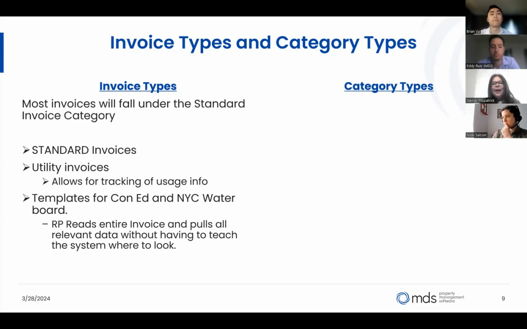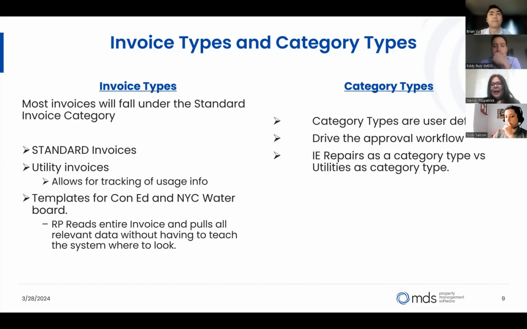Category types in RapidPay are user-definable types that control how those invoices get routed. So a common example would be repair versus utility. If the category is repair invoices, maybe you need a maintenance supervisor to be the first level approval. Maybe you need the property manager to be a second level approval. Maybe you need a controller to be the third level of approval. So you can start to have those invoices routed either by role or by person within the organization.